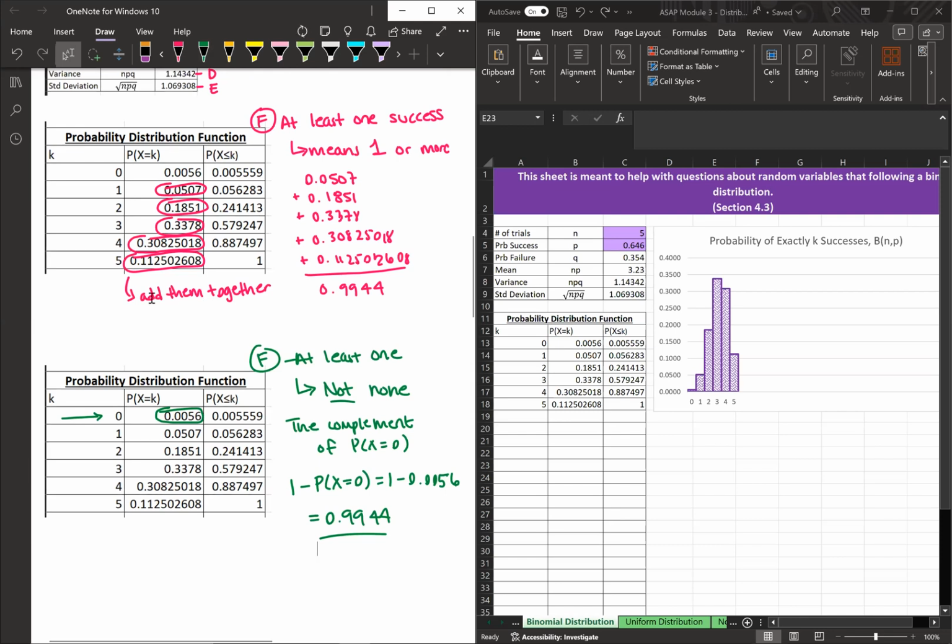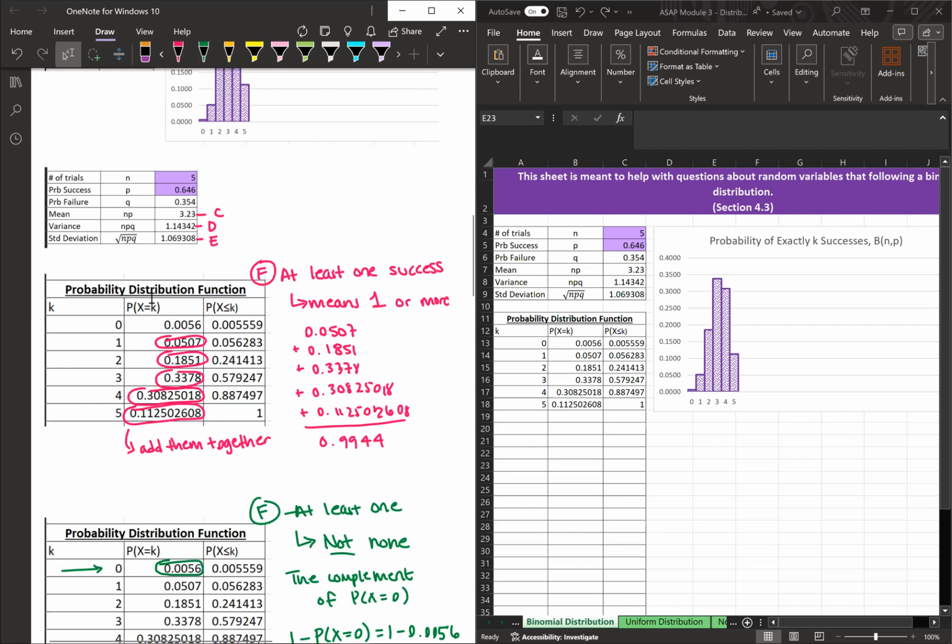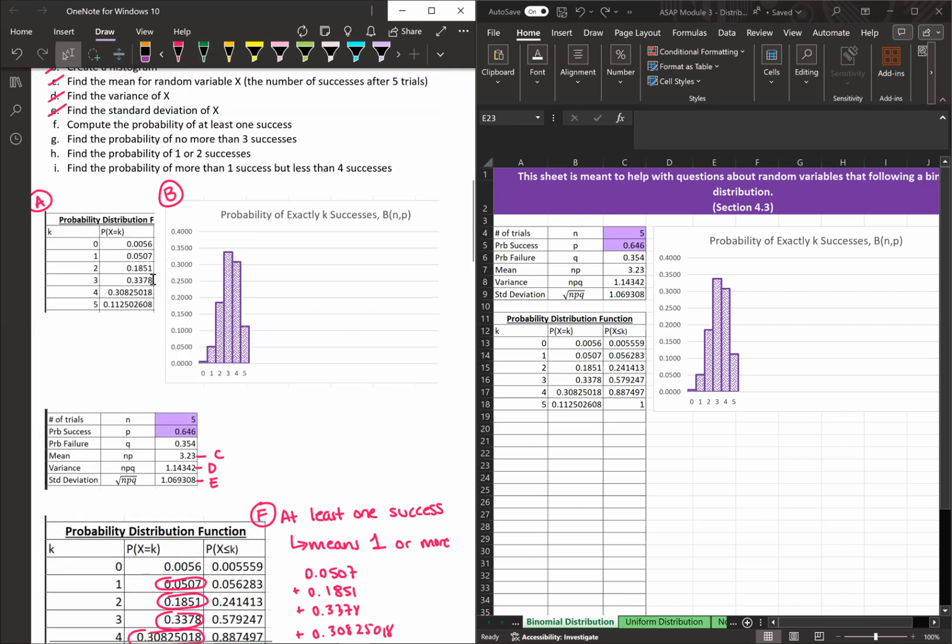All right, that was F. Let's go back up to G. Find the probability. I'm just going to copy these.